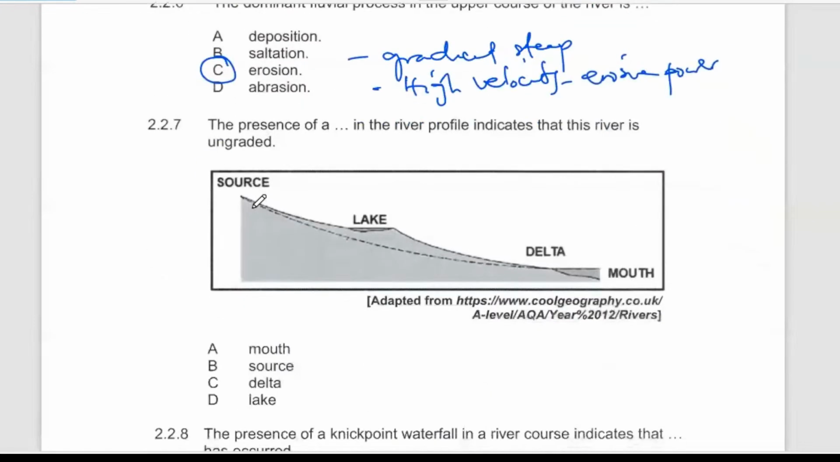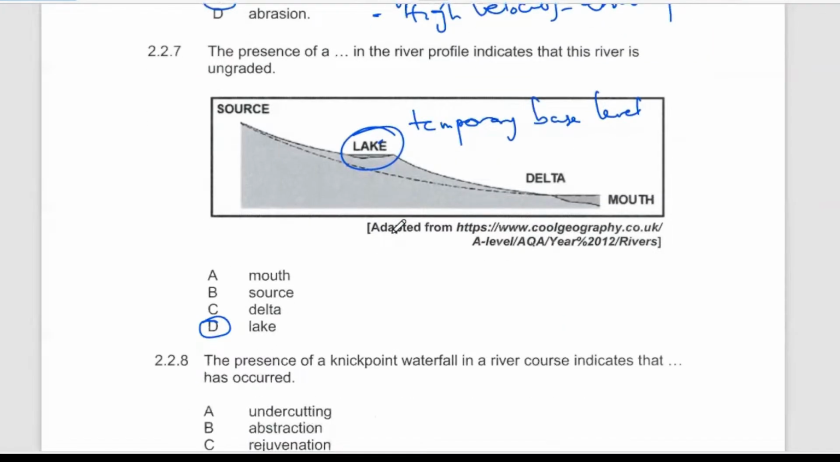Right. The presence of a dash in the river profile indicates that this river is ungraded. An ungraded profile. What evidence do we have which suggests the river is ungraded? There is a lake that you are seeing along the longitudinal profile. And what is this lake? It's a temporary base level of erosion. It's temporary in the sense that it can be eroded and it will disappear if the river achieves grade. So the presence of the lake along the longitudinal profile suggests that the river is ungraded.